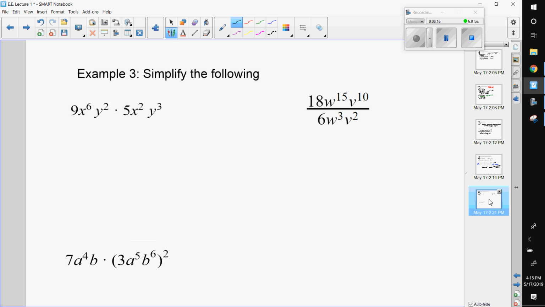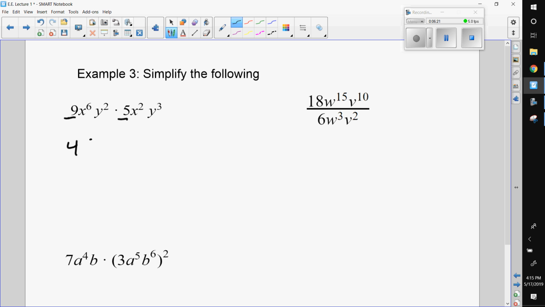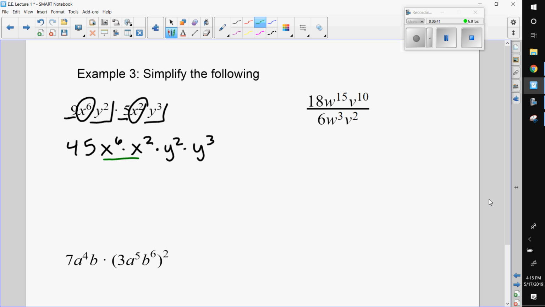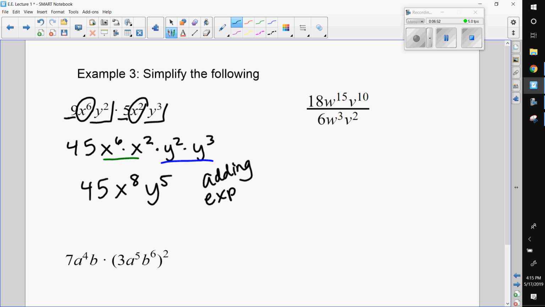Okay. Same thing as combining your like terms. You want to multiply what you can. So I see 9 and 5, I can get 45. I see that I have x to the 6th and x squared, they're being multiplied, so x to the 6th times x squared. And I've got y and y, so I've got times y squared times y cubed. I'm just putting them together so I can see what ones I have. I've got 45x to the 8th, y to the 5th, so in this case you're adding your exponents because I was multiplying.